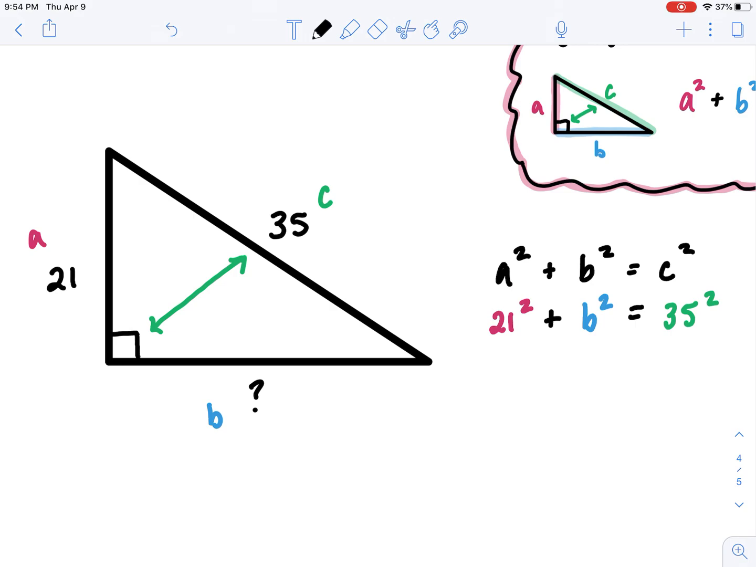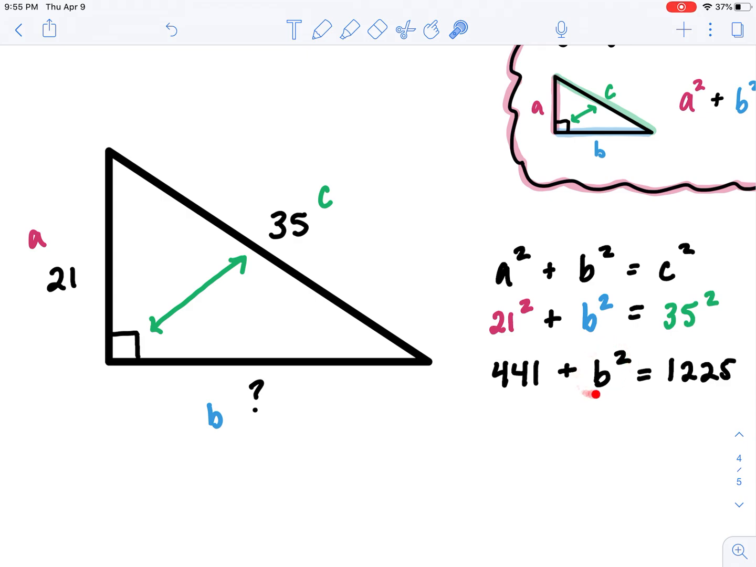Now our goal is just to solve this for B. B is our missing side, so we're going to figure out what B is. Let's start by simplifying. 21 squared is 441. Plus B squared equals 35 squared, 1,225. All right, so I'm just doing the squares on these.